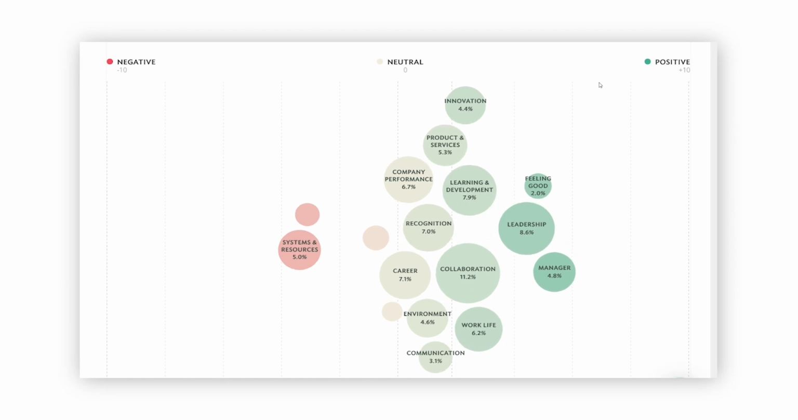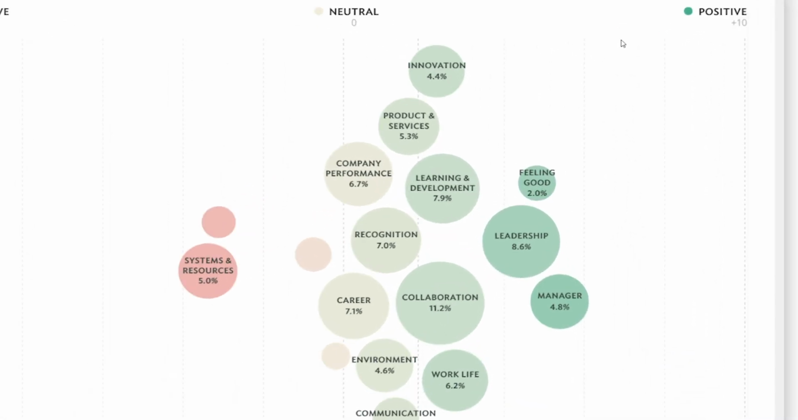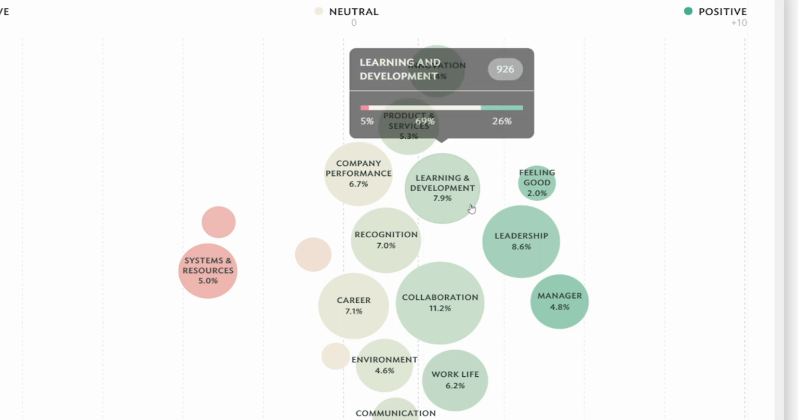Culture Amp's text analytics give you a way to instantly understand what your employees think and feel. From the moment you collect employee insights, a clear visual representation of your results is just a click away. Culture Amp's sophisticated natural language processing interprets comments from your employees and classifies them into topics and sentiments.